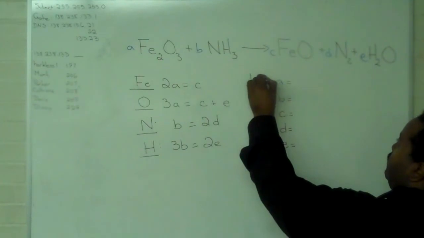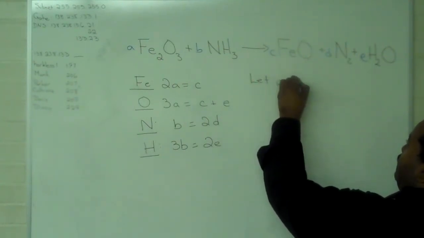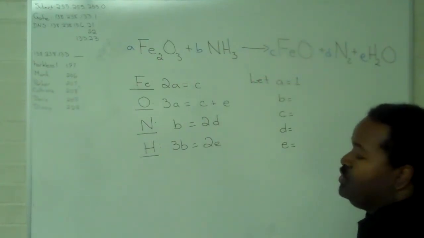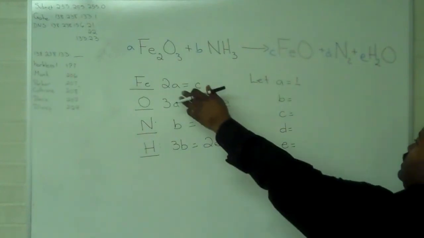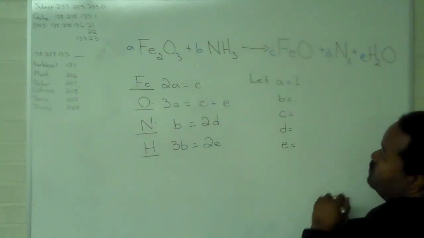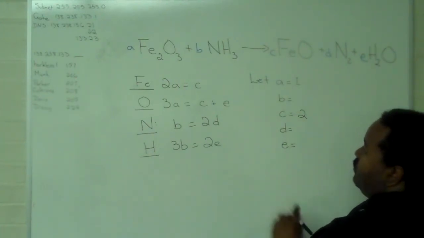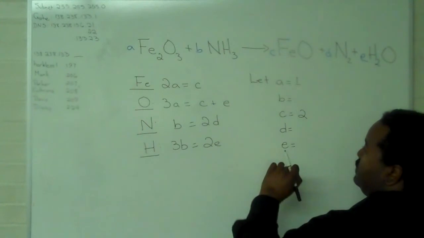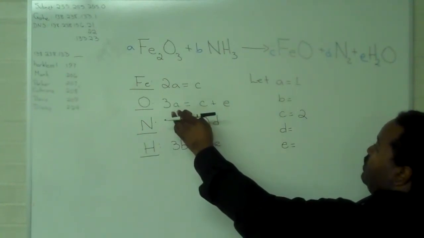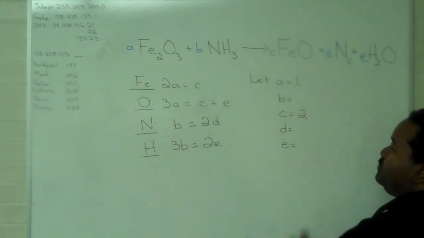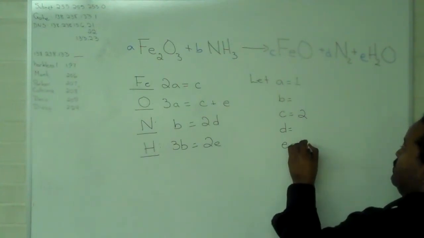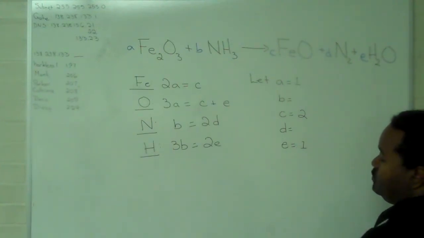So, to begin with, let's let A equal 1. If A is equal to 1, then 2 times 1 equals C. So C equals 2. If I have A equals 1 and C equals 2, that means that 3 equals 2 plus E. That means that E must also equal 1.